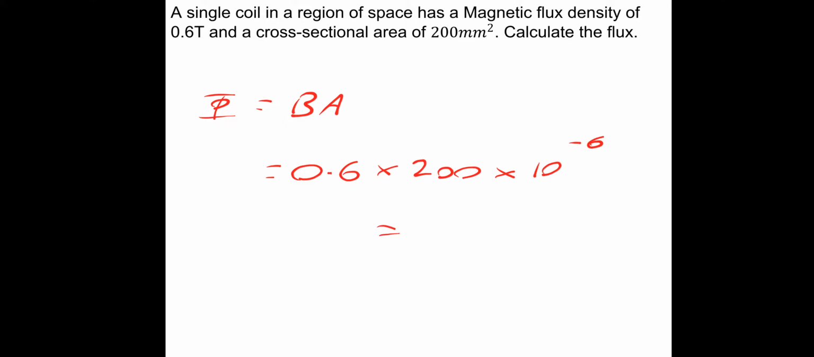So let's do this. So flux is equal to BA. So that'll be 0.6 multiplied by the area, which is 200 millimeters squared, so 200 times 10 to the minus 6. So that's 1.2 times 10 to the minus 4 Weber. Should be pretty straightforward, that one. So look at the next thing then.